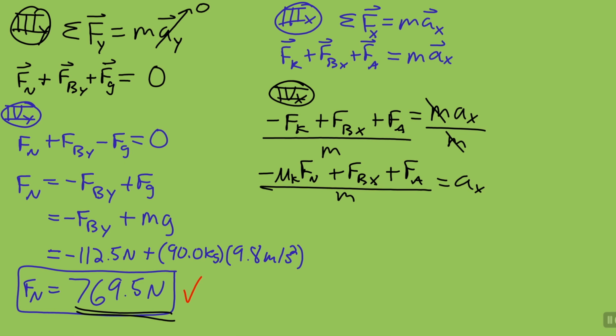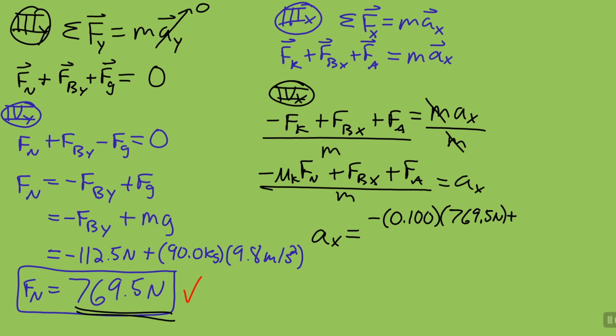So I know what all these numbers are. If I plug them all in correctly and do the calculator part correctly, this should give me the right answer. So I'm going to switch left and right to make this a little bit easier to write at this point. And I'm going to say a sub x is equal to minus mu sub k. So that's minus 0.100 times my normal force, 769.5 newtons. I hope I have enough room.